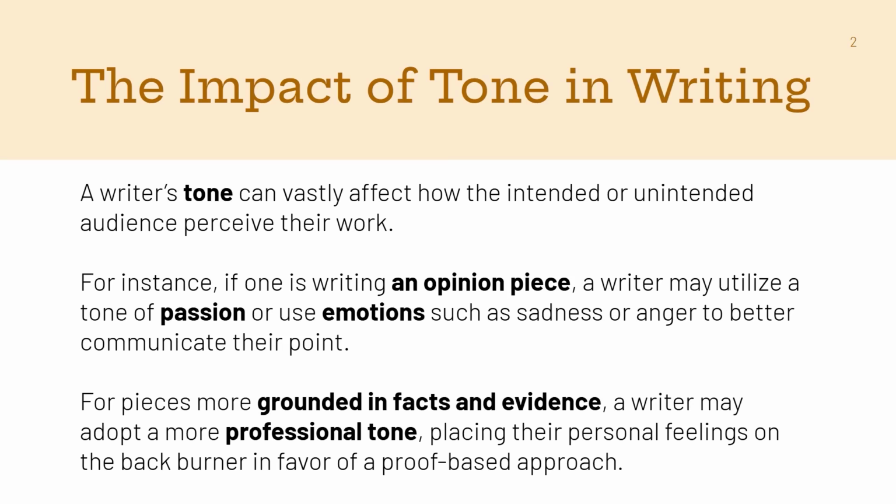A writer's tone can vastly affect how the intended or unintended audience perceive their work. For instance, if one is writing an opinion piece, a writer may utilize a tone of passion or use emotions, such as sadness or anger, to better communicate their point. For pieces more grounded in facts and evidence, a writer may adopt a more professional tone, placing their personal feelings on the back burner in favor of a proof-based approach. So, a writer's tone can implicate many things about the subject which they are writing.